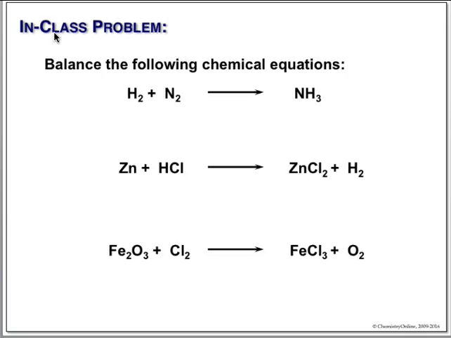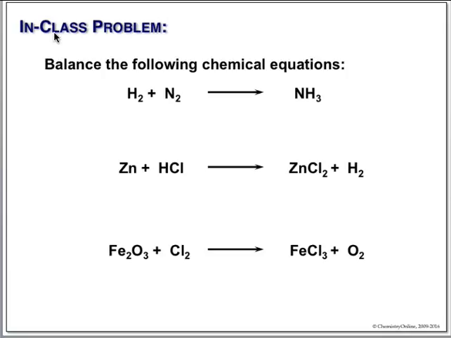Our nitrogens are fine. We have 2 here, we have 2 here. But this is a total of 6, isn't it? We only have 2. So what do we need? Well, we need 3 of them.